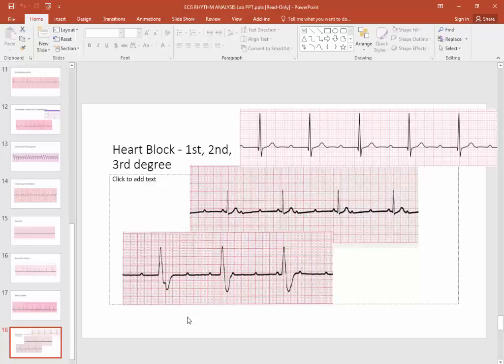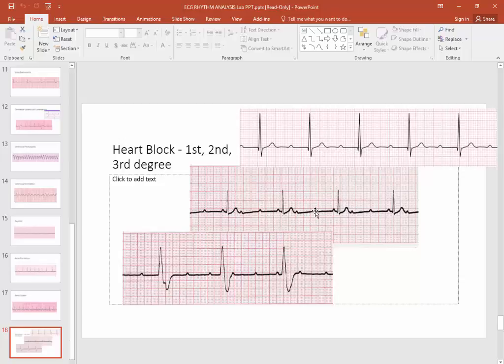And there's first, second, and third degree heart blocks. First degree heart block, not a big deal. Even second degree heart block is not a big deal. But third degree heart block is much more serious. So if I look at, for example, the first degree heart block, can you see how stretched out this PR interval is here? There shouldn't be that big space from the P to the QRS, right? So that's an indication of heart block.